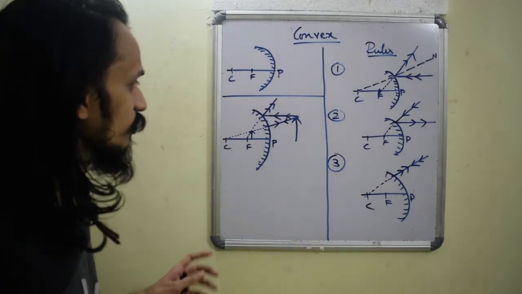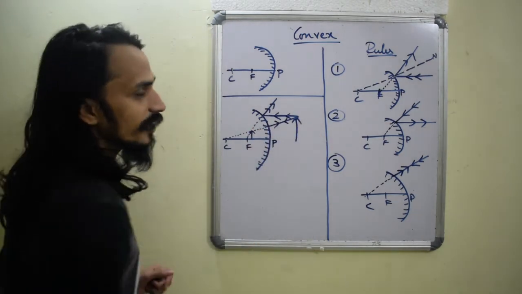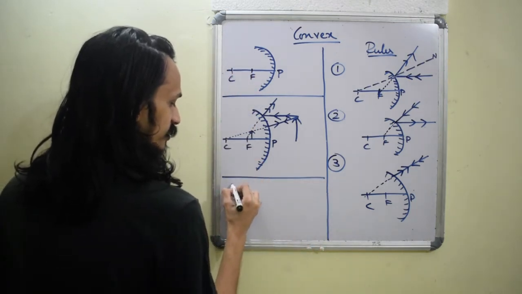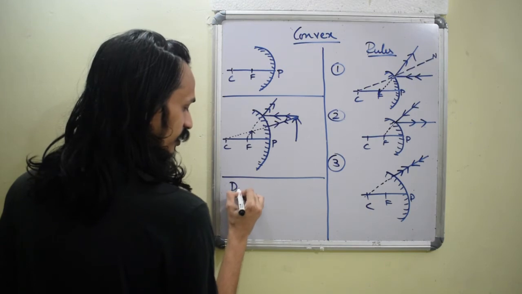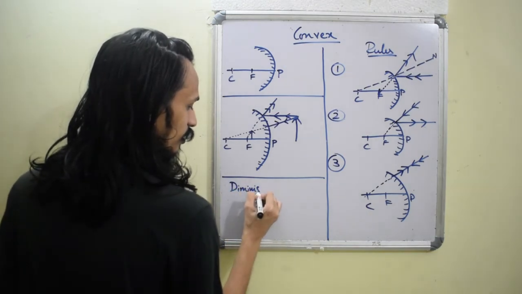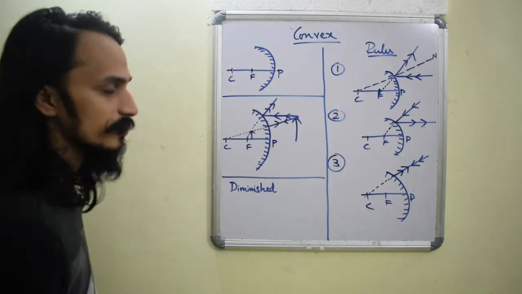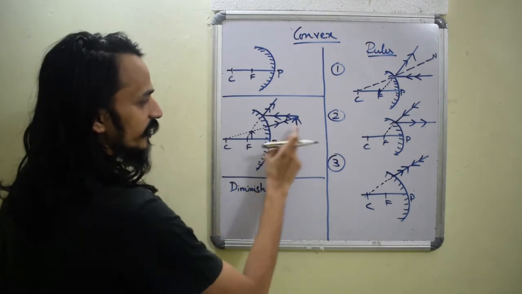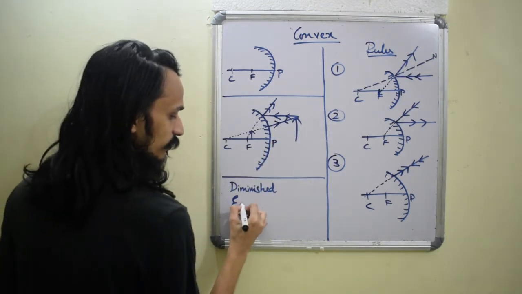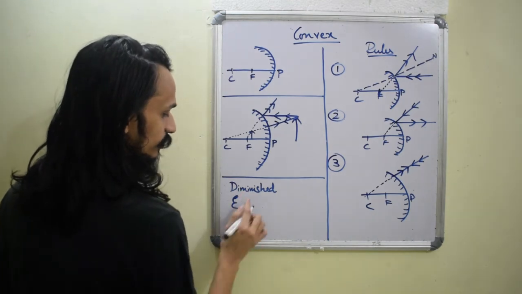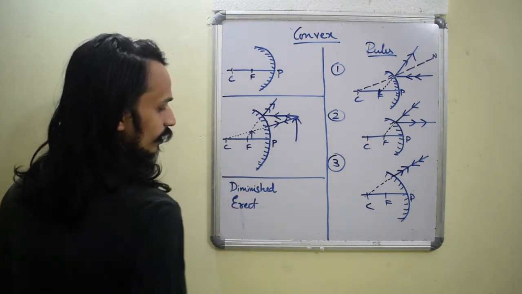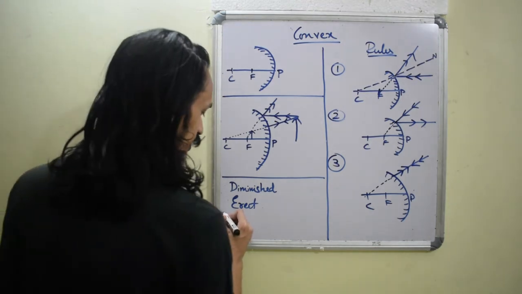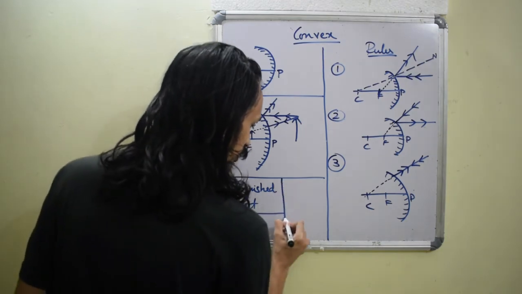Now if you look at this image closely, you will see that it is much smaller than the object. So if I talk about its properties, in terms of size, it is called a diminished image, meaning it is smaller than the object. If you also see, the arrow is still pointing up, so it is also what we call an erect image. So the image is diminished, it is also erect. These are the nature and size of the image.